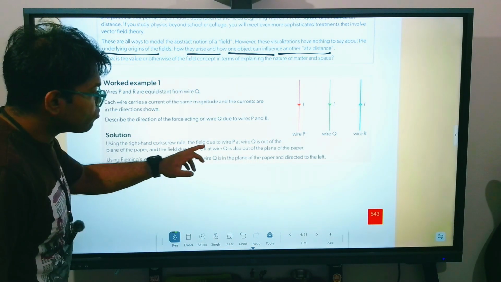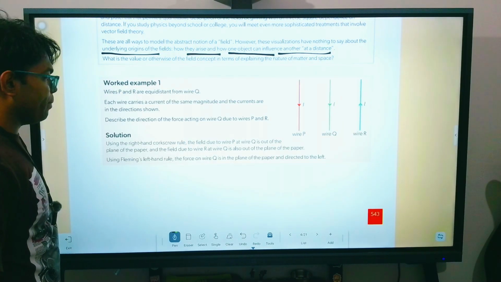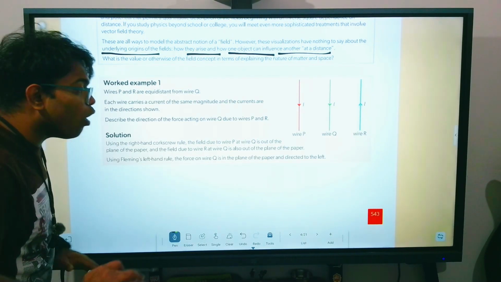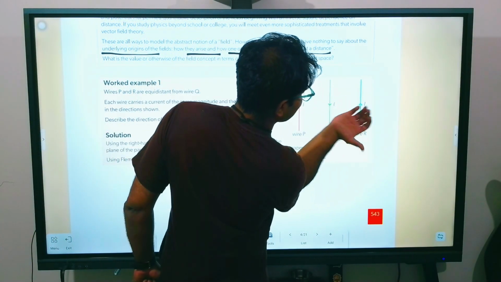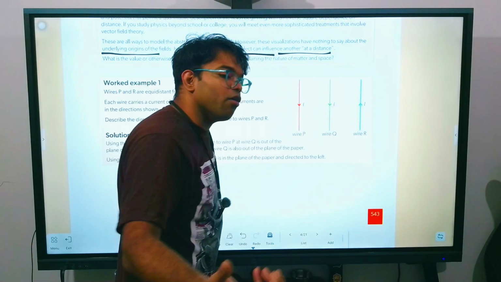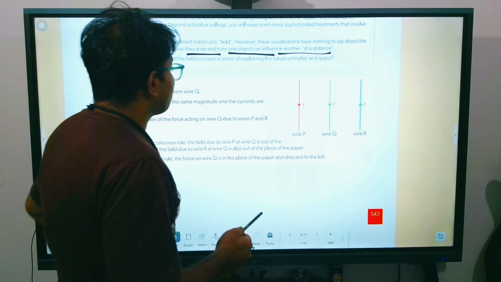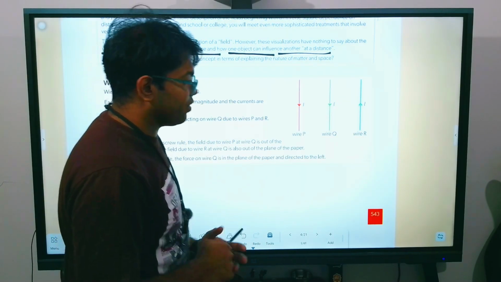Okay, now next, the field due to the wire R at wire Q is also out of the plane of the paper. Again, look at this. This current is flowing like this. It is producing a magnetic field that is coming out. Understood? Now, using Fleming's left-hand rule, the force on the wire Q is in the plane of the paper and directed towards left.